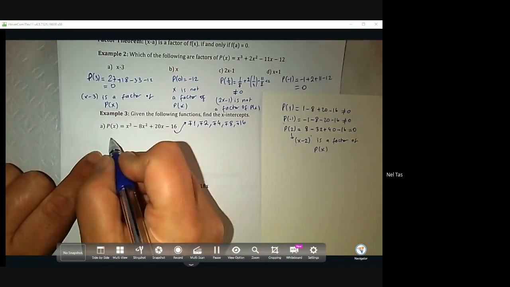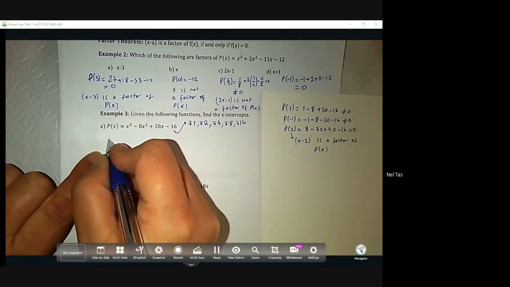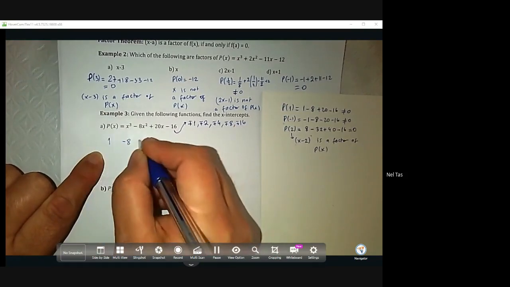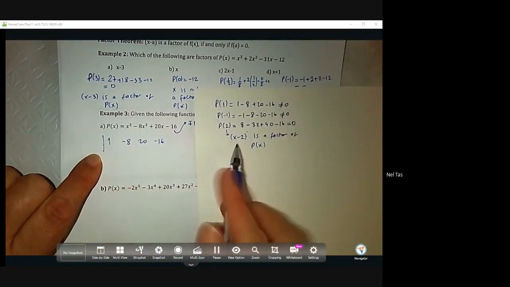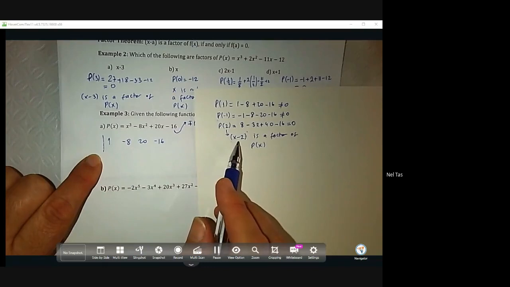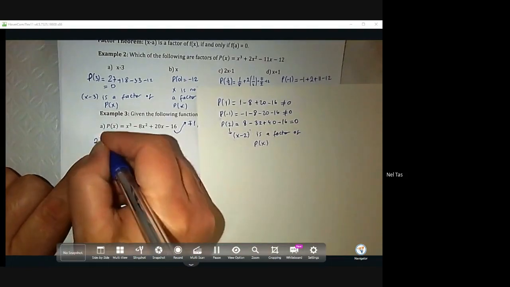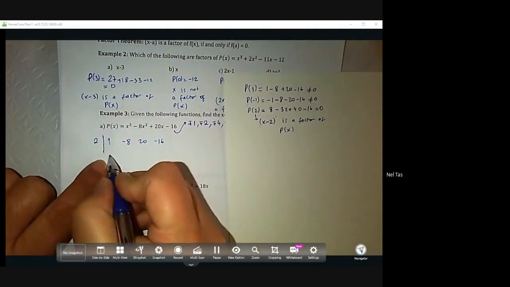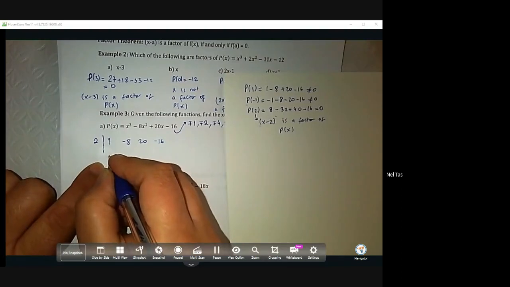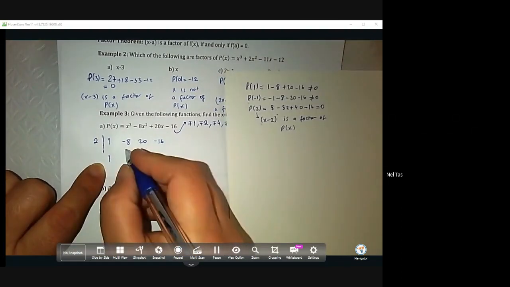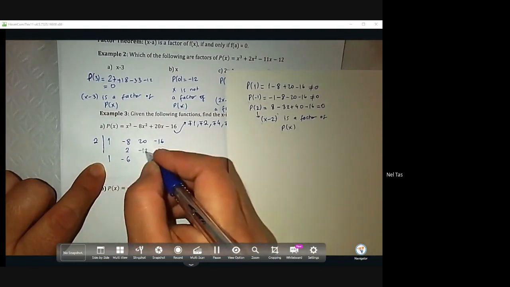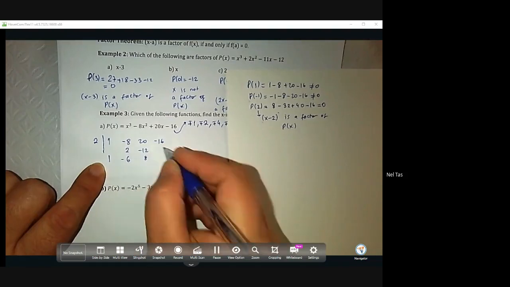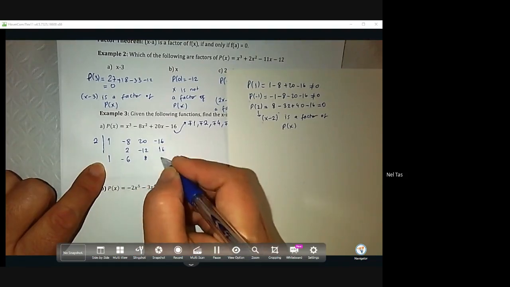So we are just going to take the coefficients 1, negative 8, 20, negative 16. On the left side, again, we are dividing by x minus 2. So you make it equal to 0. So for x, that gives you 2. So we put the 2 on the left. Okay. So you pull this down as it is. 1. 1 times 2, 2. Add them up. Negative 6. Negative 6 times 2, negative 12. Add them up. 8. 8 times 2, 16. This one gives you 0.